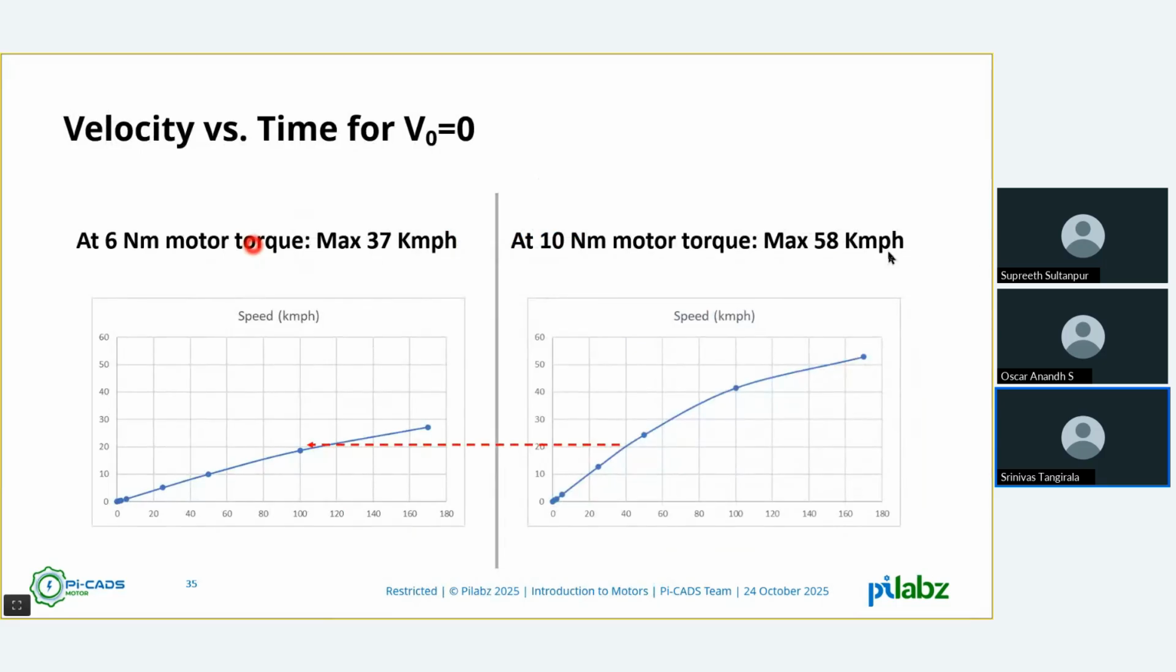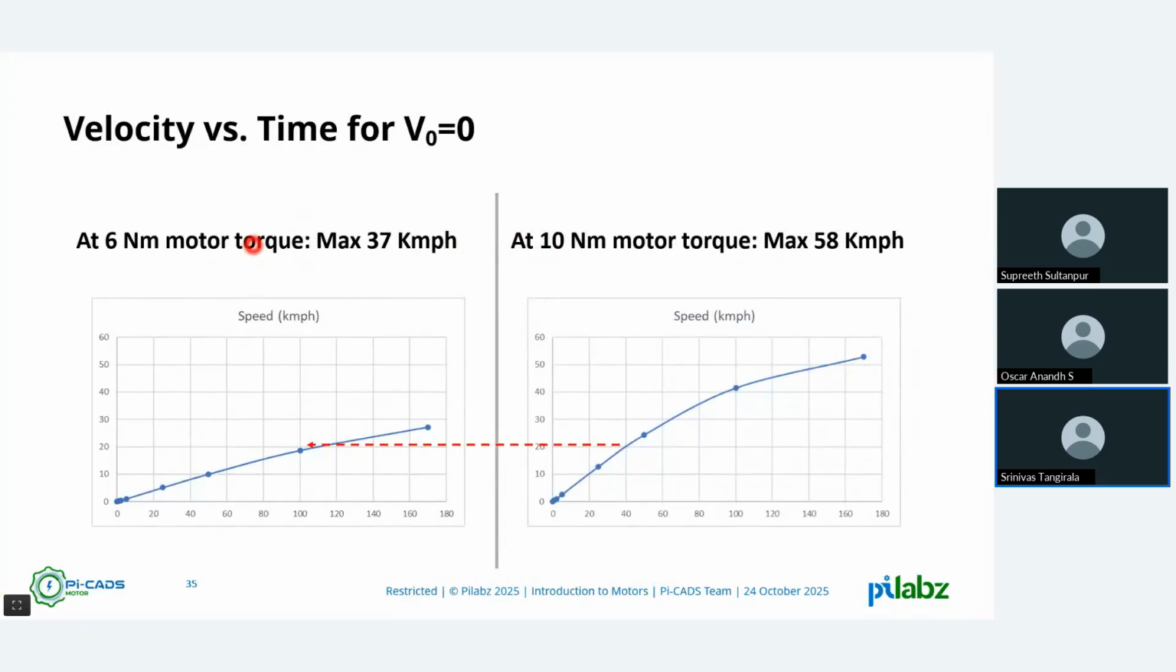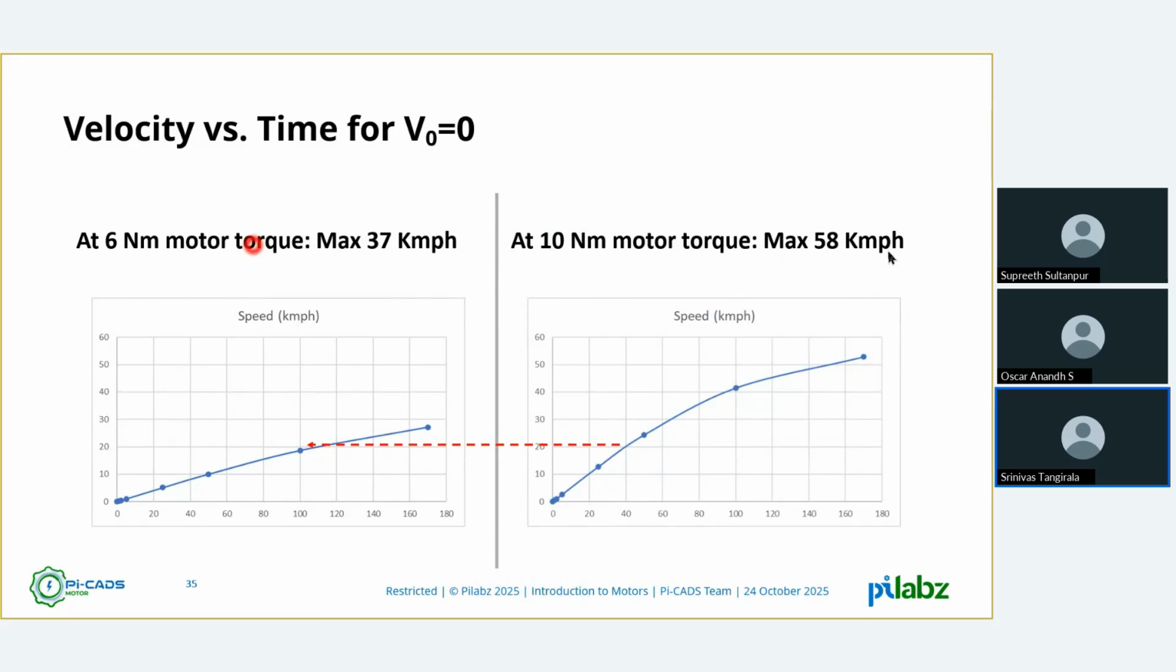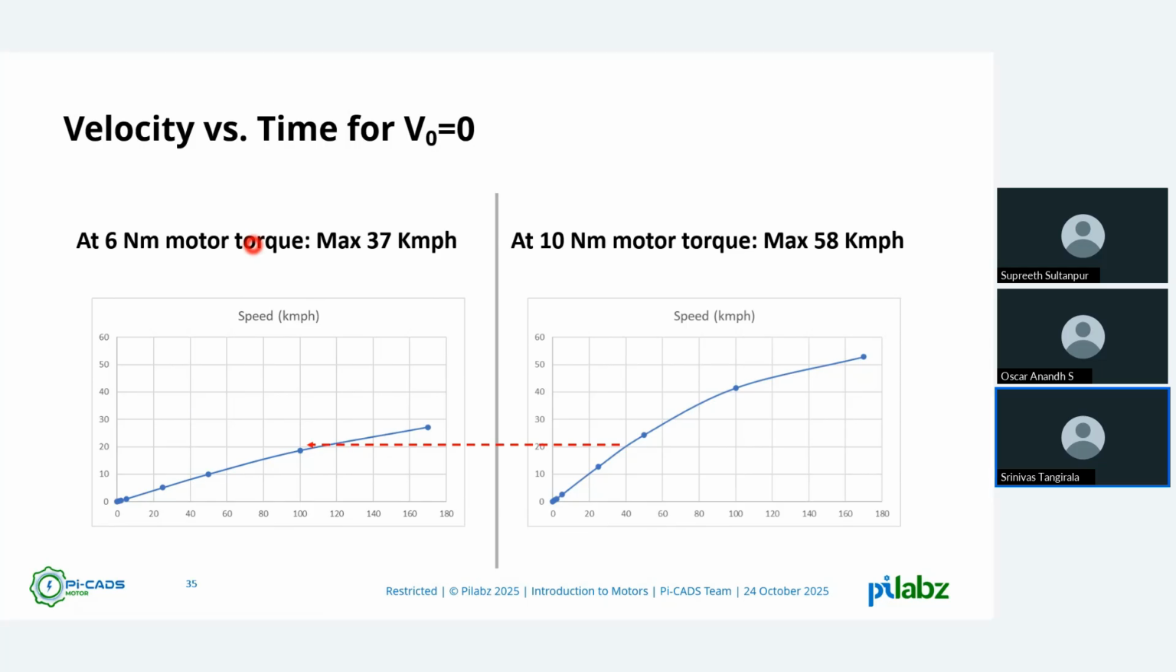I'll show you how. So velocity versus time at V is equal to 0 for a 6 Newton meter motor torque. You can see, like I said, as t goes to infinity, the velocity is 37 kilometers per hour at 6 Newton meter torque. And for a vehicle with 10 Newton meter, which is slightly higher torque, it can reach higher speeds. The maximum is 58 kilometers per hour. So that is how the torque parameter plays in the performance of the vehicle.